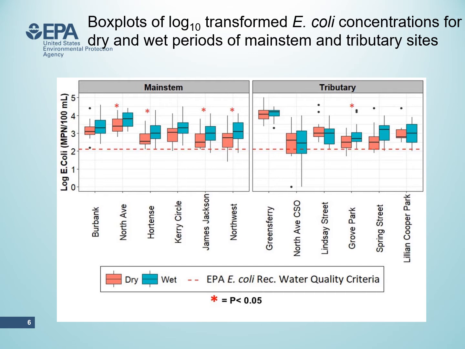But one important aspect of this graph is the fact that throughout our study, the concentration of E. coli was found to exceed the EPA E. coli recreational water quality criteria throughout the year.